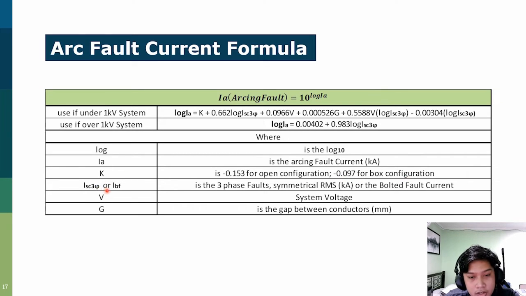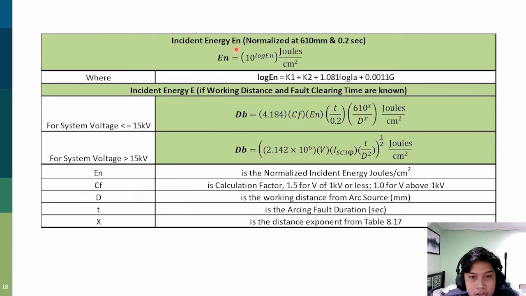The short circuit current is the three-phase fault, symmetrical RMS, it should be in kiloampere, all the voltage fault current. V is the system voltage, G is the gap between the conductors. Incident energy En normalized at 610 millimeter and 0.2 seconds. This is the formula to be used. Where log En, this is the formula. Incident energy E at working distance, this is the formula to be used if the system voltage is under 15 kilovolt. If over, this is the formula to be used. Where En is the normalized incident energy, it should be in joules per centimeter squared.